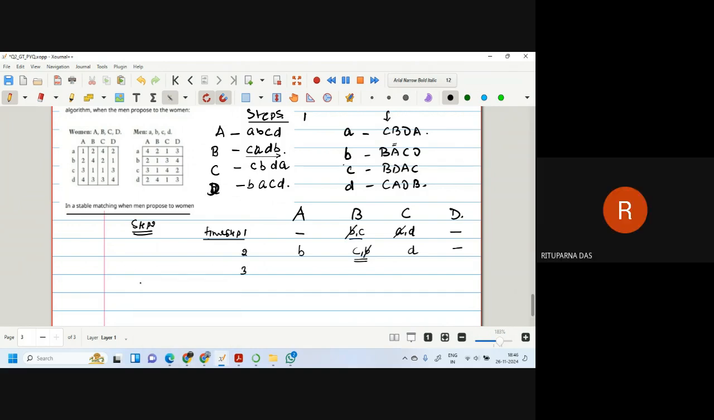Why B? B was rejected already. Why did we write it in the second? It will be A. Okay, sorry, I made a mistake. That will be only C, right? This B came here. A will come here.